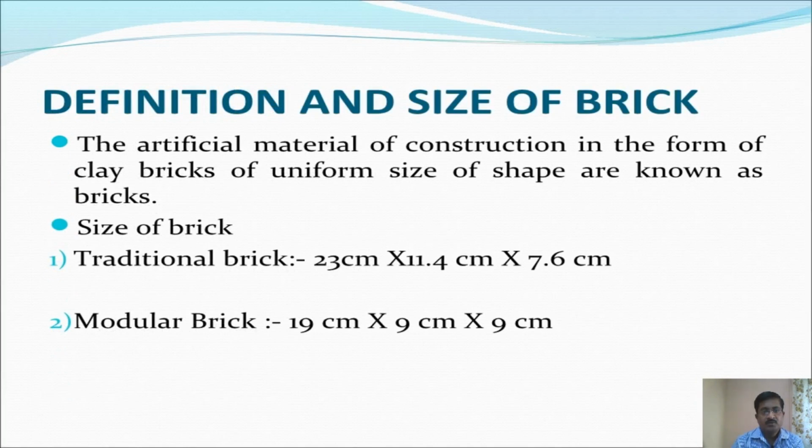The artificial material of construction in the form of clay bricks of uniform size and shape are known as bricks. Size of brick: traditional brick may comprise a size of 23 cm by 11.4 cm by 7.6 cm, which again differs from place to place. IS standard or modular brick comprises the dimensions 19 cm by 9 cm by 9 cm.